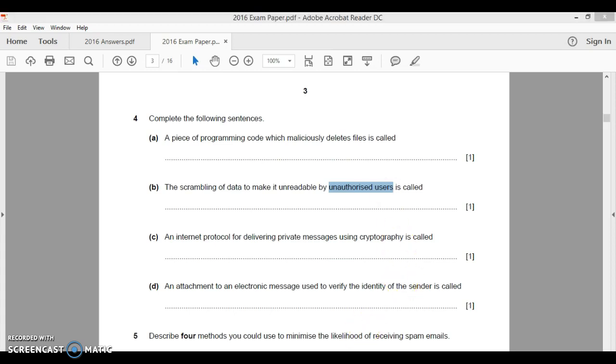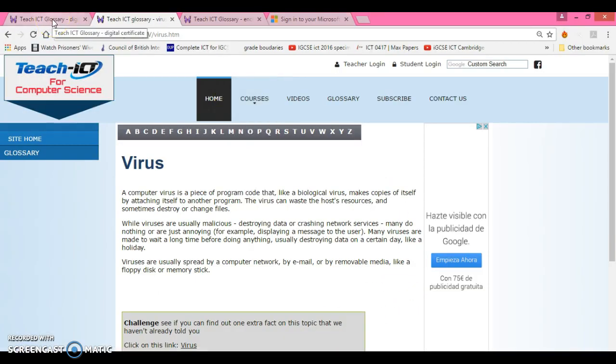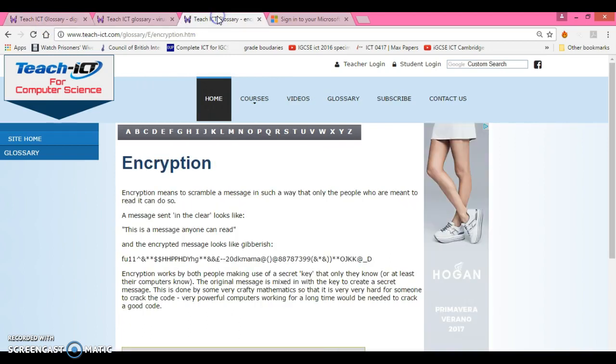Okay, so what we're looking for is the word encryption. Encryption means to scramble a message in such a way that only the people who are meant to read it can do so. The message is sent in the clear, looks like this, a message that anyone can read. But to anybody else, it's going to look like this, a load of gibberish gobbledygook, okay? So the word you're looking for is encryption. So the words that you need to look out for, if this comes up in the exam, are scrambling data, unauthorized users, okay?